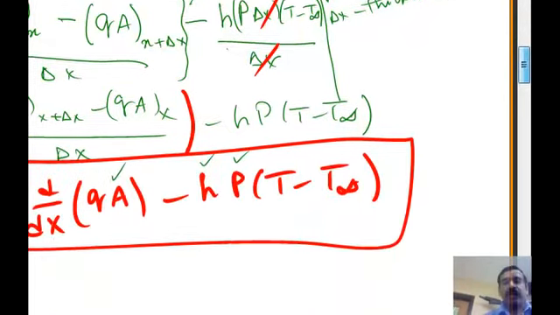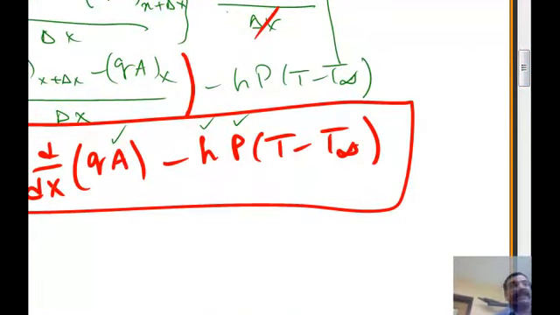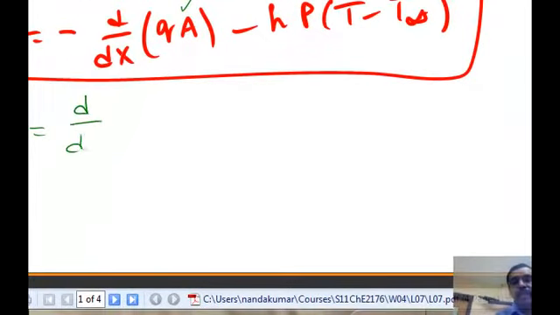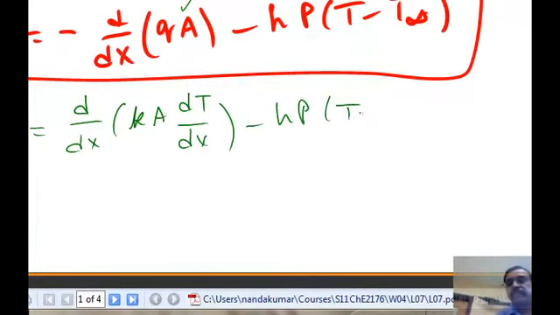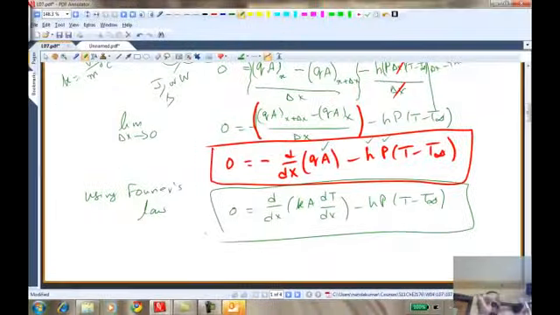So just a sign convention that we are going to use. It's used typically. Okay. So when I substitute that, I already have a minus sign. I'm going to get another minus sign from q. So it's going to become d/dx of k times A times dT/dx minus hP times (T minus T infinity). That is my model. That will be able to predict what will be the temperature variation along the fin, from the base of the fin to the tip of the fin. What is the order of the differential equation? It's second order. Okay, the highest derivative is second order.